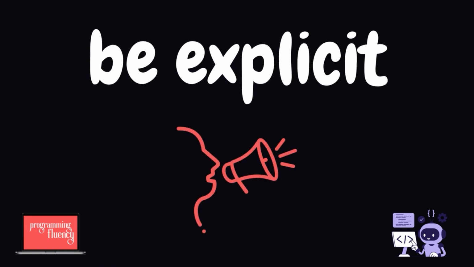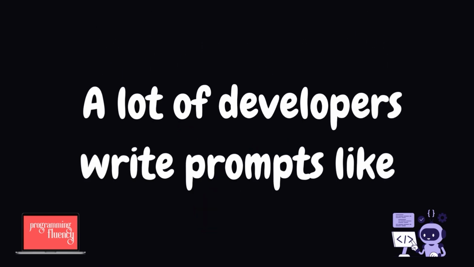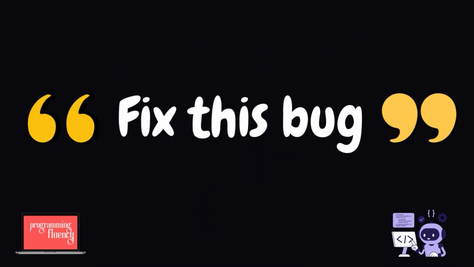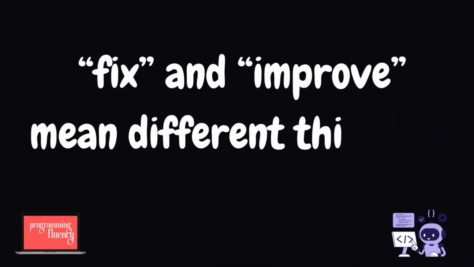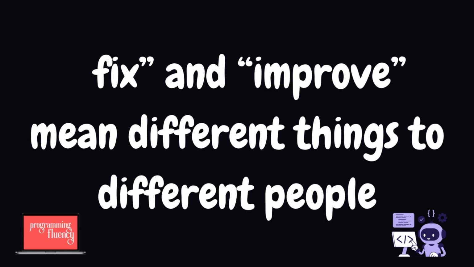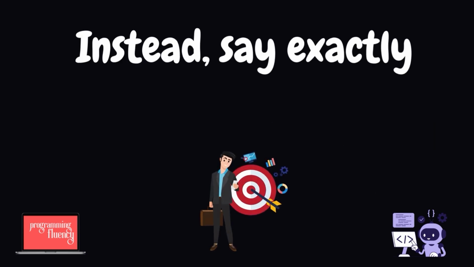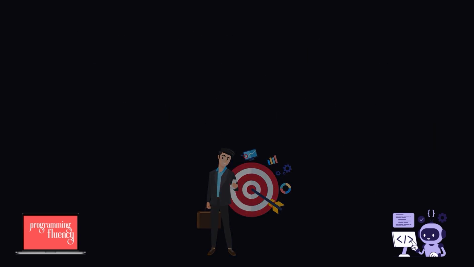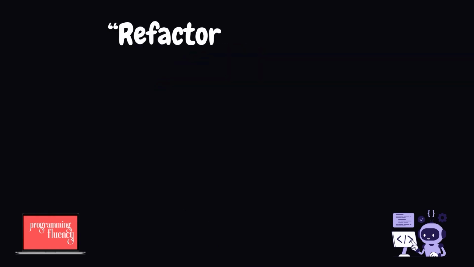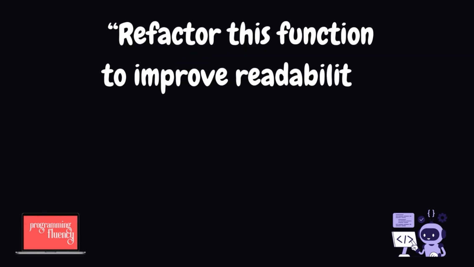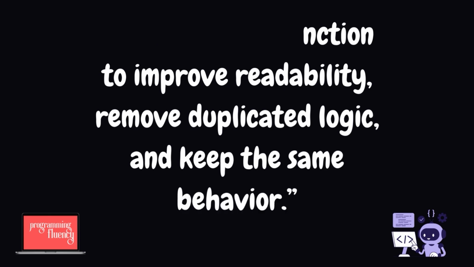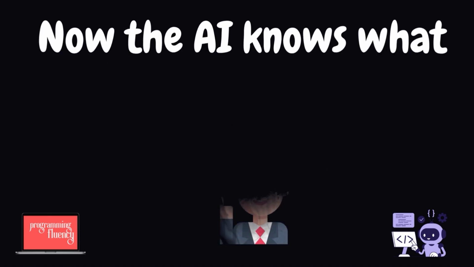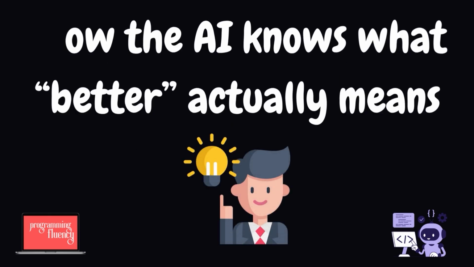Be explicit. A lot of developers write prompts like fix this bug or improve this code. The problem is that fix and improve mean different things to different people, right? Instead, you should say exactly what you want. For example, refactor this function to improve readability, remove duplicated logic, and keep the same behavior. Now the AI knows what better actually means.